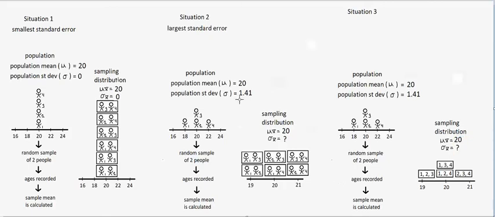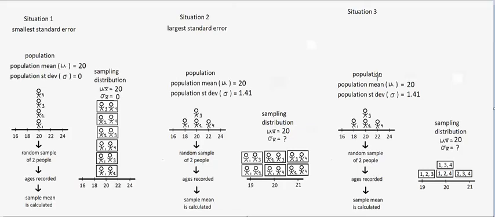So even though I don't know what these 2 standard errors equal in situation 2 and situation 3, I do know one thing. I know that this standard error is the largest standard error for all 3 situations. That's because in situation 2, the sampling distribution is the most spread out. It has the most dispersion to it because it goes all the way from 19 to 21. In this situation, it's closer together, and in this situation, it's even closer together because it's all at 20. And so yeah, this is the largest standard error. This one is definitely the smallest standard error because it's 0, and this one is somewhere in between.